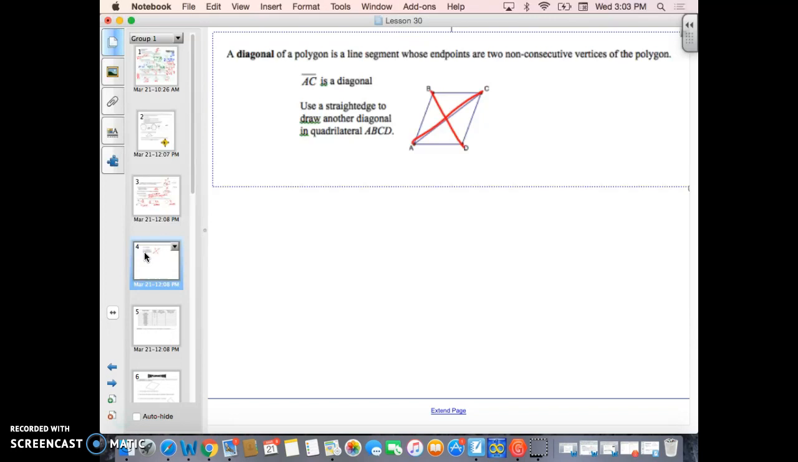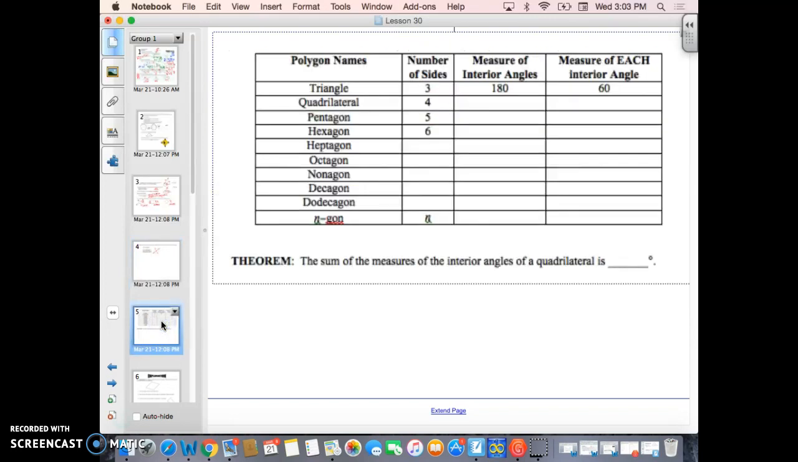All right, the next thing we've got to know is what do we call our polygons? So a triangle has 3 sides, a quadrilateral has 4, a pentagon has 5, hexagon is 6, heptagon is 7, 8, 9, 10, a dodecagon is 11, and then after this we just call it however many sides it has. So if it has 12 sides, we call it a 12-gon, okay? So on and so forth.